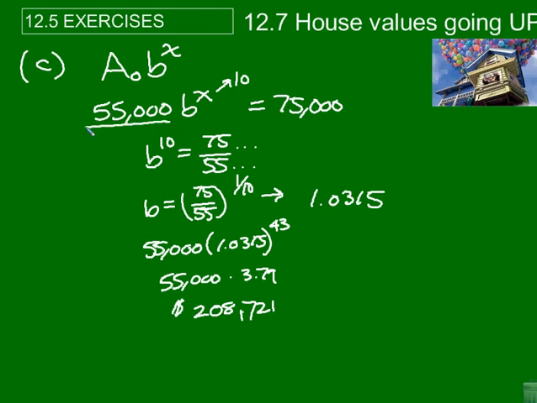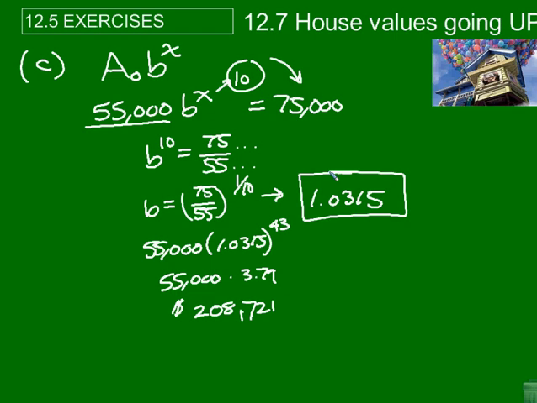for a 0x, so that's my a naught value. So I'm going to put 55,000 b to the 10, and if I have 10 years on there, then the value is of course going to be 75,000. So now I have b to the 10 equals 75,000 over 55,000, which reduces to 75 over 55. To get the b down to 1, I'd take the 10th root. So all this is going to equal my base value, or my b value, up above.